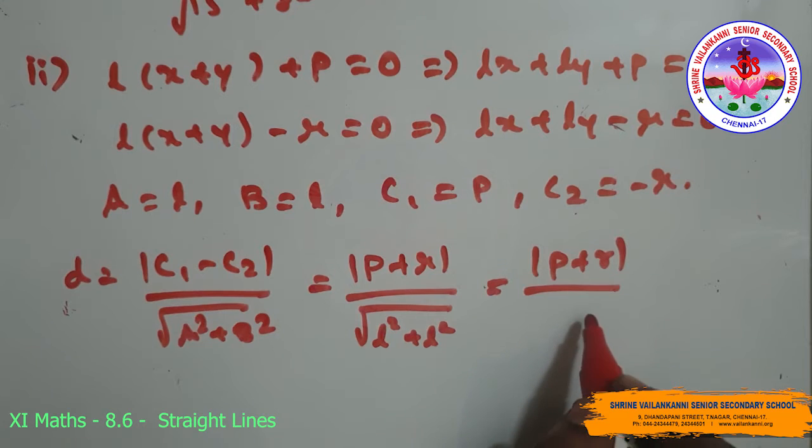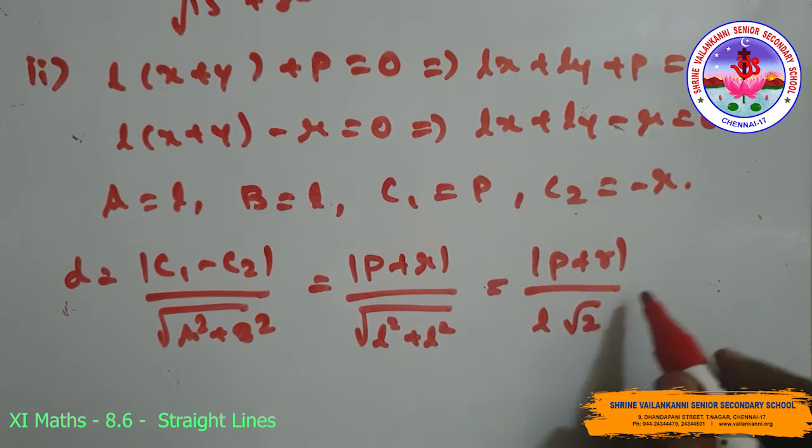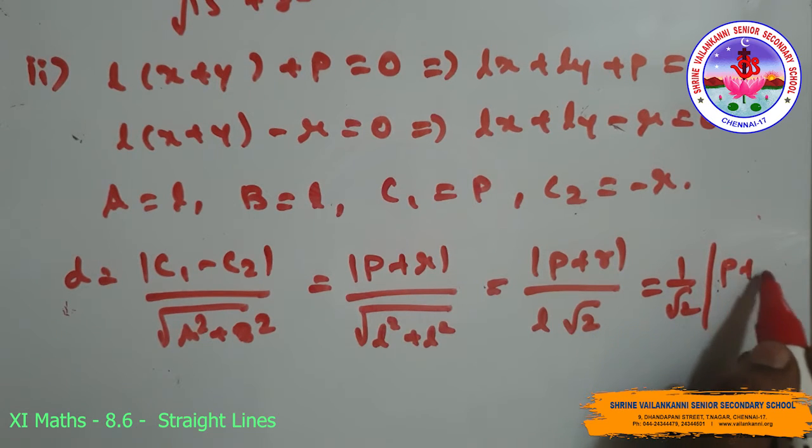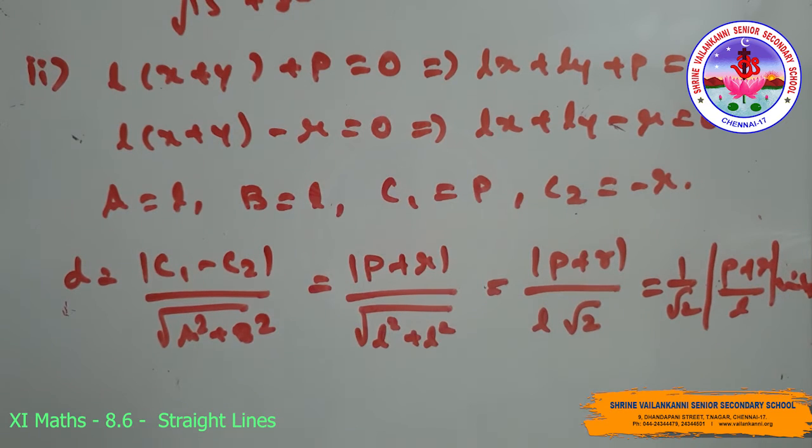We have 2l square, which is l into root 2, which is equal to 1 by root 2 times (p + r) by l units.